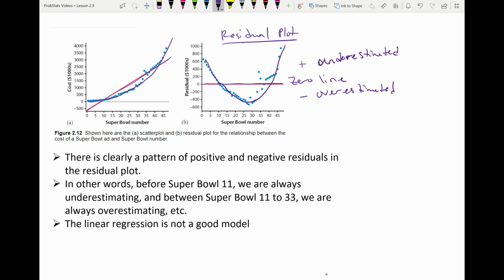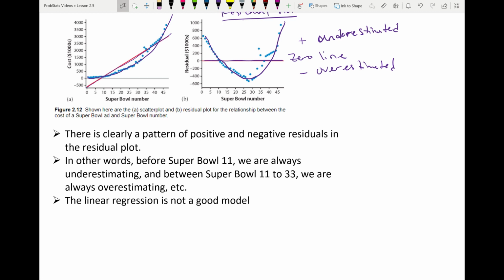If there is a pattern in the residuals, meaning that you consistently overestimated, or you consistently underestimated, this means that there's something wrong with the model. Now, if you're looking at a residual plot in which the dots are randomly scattered but very close to the zero line, that tells you that that model is a good model. So clearly looking at this, the model is not appropriate.